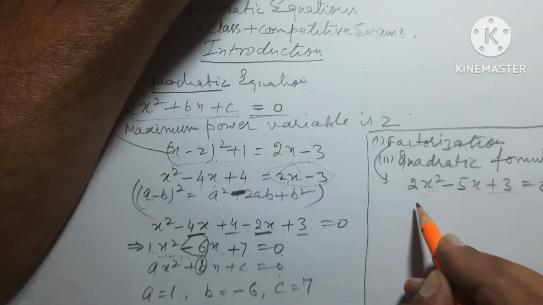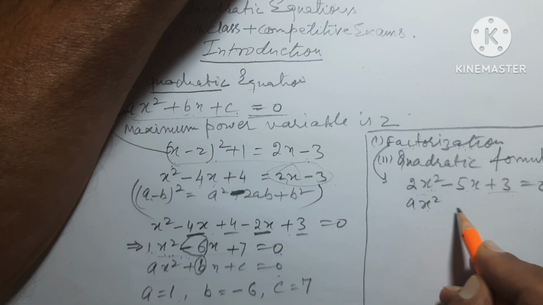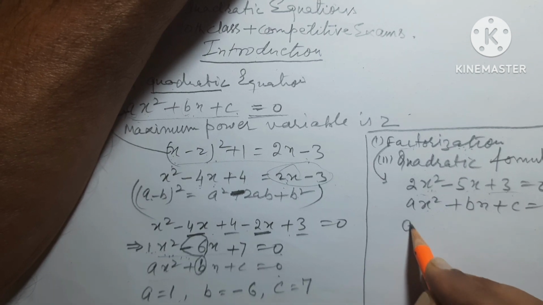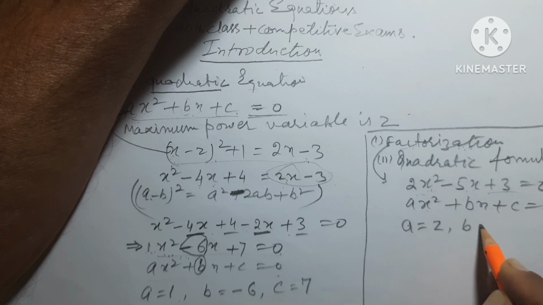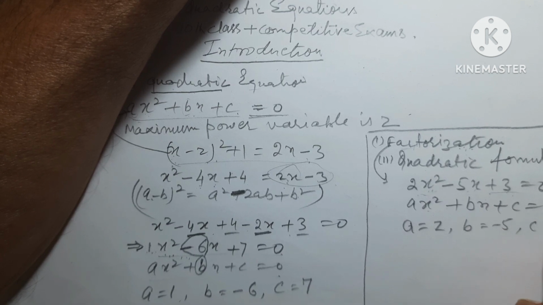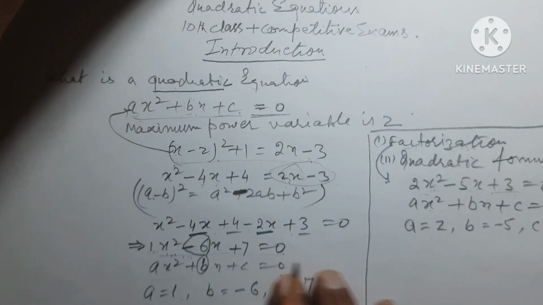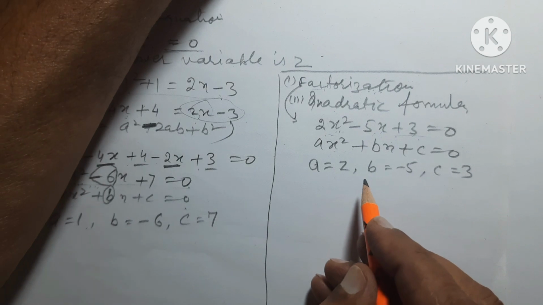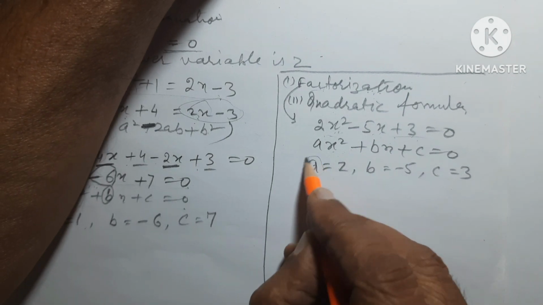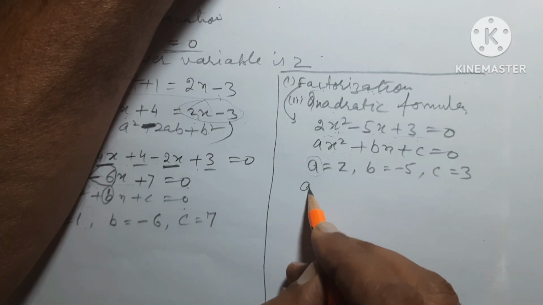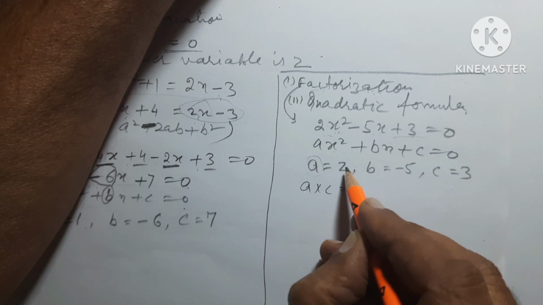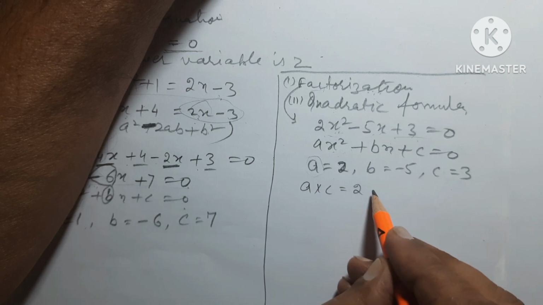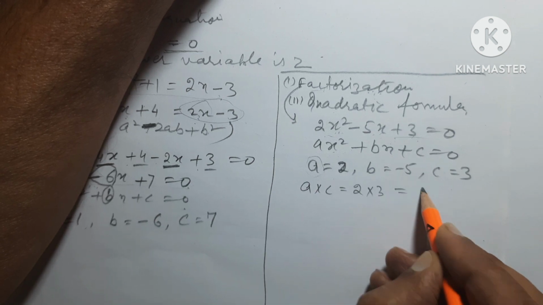So if we compare it with the standard form, ax square plus bx plus c is equal to 0, a is equal to 2, b is equal to minus 5 and c is equal to 3. Now to factorize, first of all we have to find the product of a and c. a is how much? 2. And c is how much? 3. That means 6.